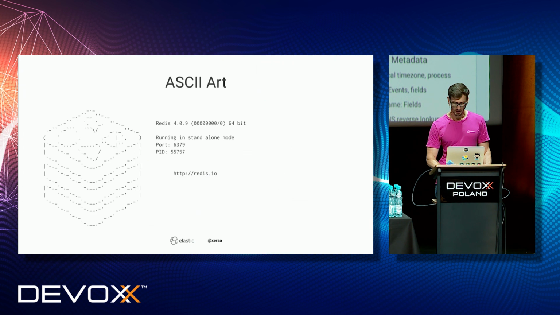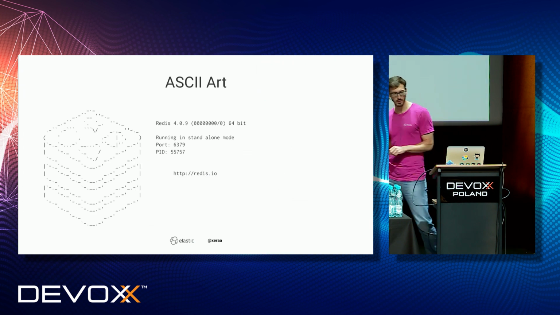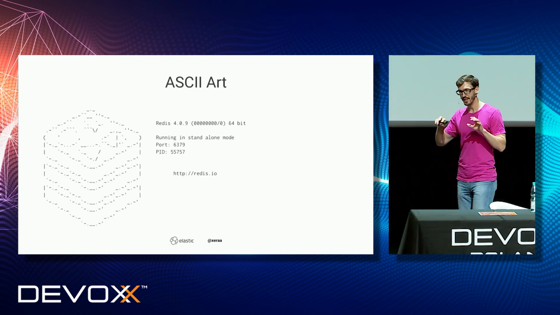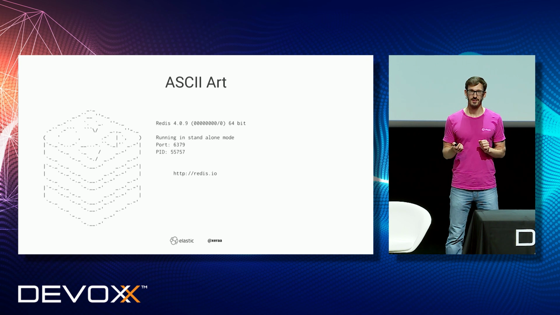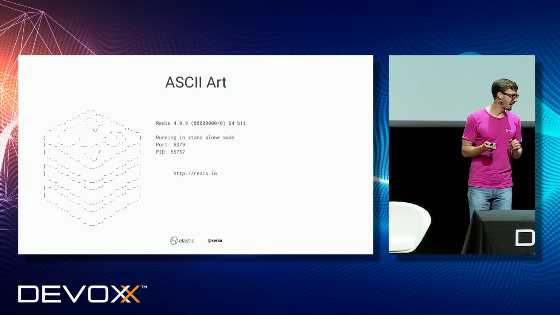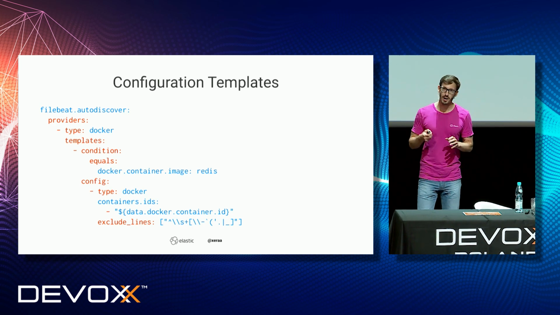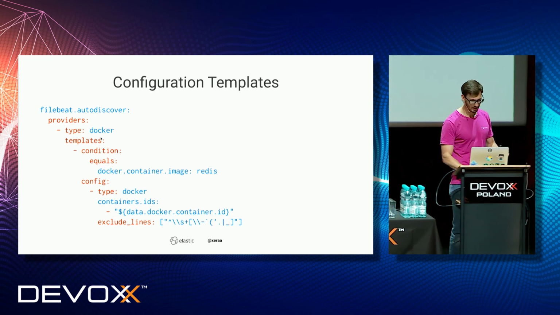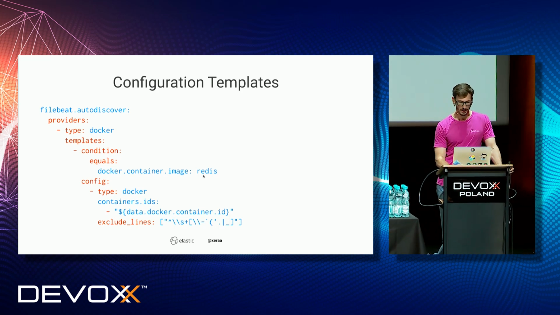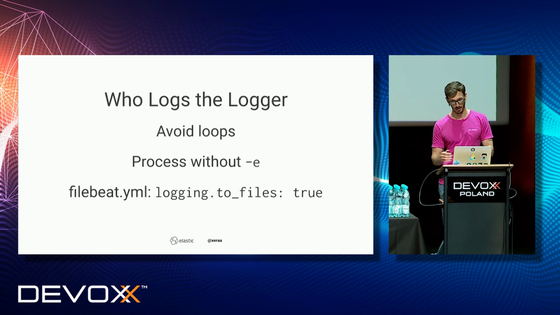What you can also run into is some applications try to be fun, like Redis. They have this ASCII art when they start up. Is ASCII art very helpful when you do centralized logging? Probably not so much. So what you can do is define a rule where you say this should be removed automatically. What we see here is we use the Docker metadata, Docker container image Redis. So if it's a Redis instance, then we apply this exclude_lines rule, and this is the regular expression to get rid of the ASCII art. And this way you can filter out any ASCII art you have in there.